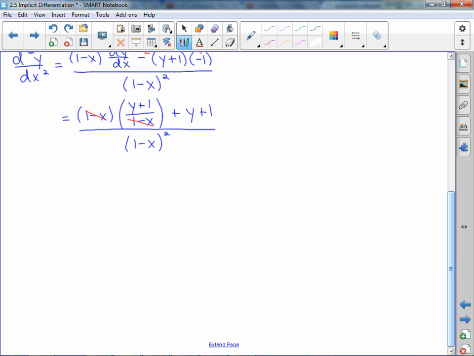Okay, so these two cancel. And we are left with y plus 1 plus y plus 1 over 1 minus x, the quantity squared. Then let's combine like terms up top. We get 2y plus 2 over 1 minus x, the quantity squared. And that is the second derivative.